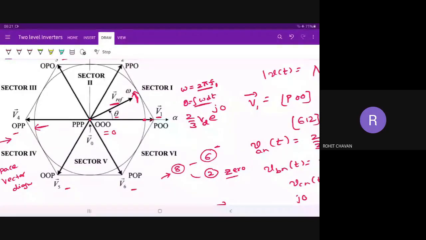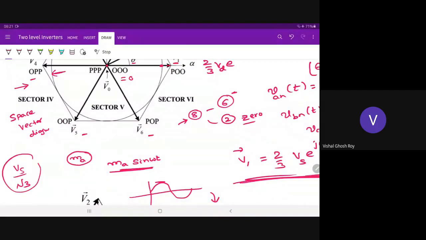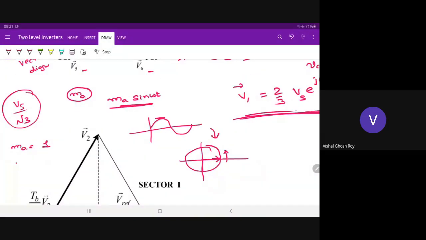Vs by root 3, VM by root 3. So the radius is Vs by root 3, right? We also defined the MA. We defined MA equal to 1, corresponding to the V reference, that is, V reference is Vs by root 3. So we define this one.